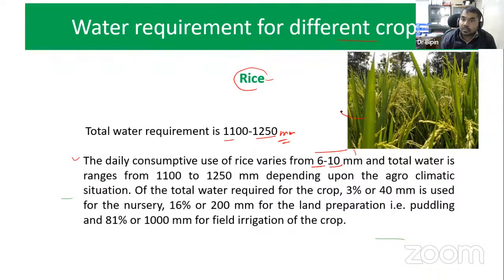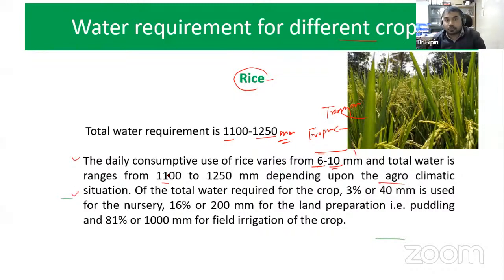Consumptive use means transpiration losses and evaporation losses from the rice field per hectare. Every day rice uses 6 to 10 mm as consumptive use of water, and the total water ranges from 1100 to 1250 mm, as I told you, in different agroclimatic situations.